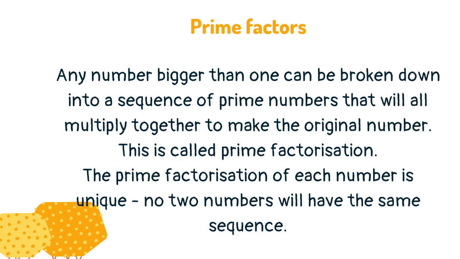Any number bigger than 1 can be broken down into a sequence of prime numbers that will all multiply together to make the original number. This is called prime factorization. The prime factorization of each number is unique. No 2 numbers will have the same sequence.